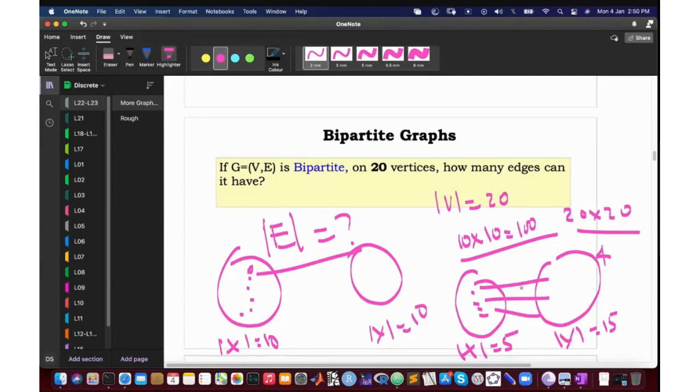Sir, the number of edges will be maximum when every vertex of a set has an edge to every vertex of the other set. So we needed a maximum number, and that is why we went for the maximum division. We needed a maximum product. The maximum product is by splitting the number in half.